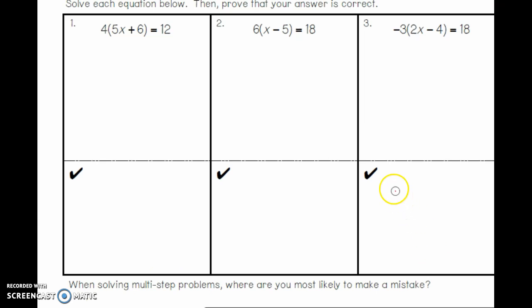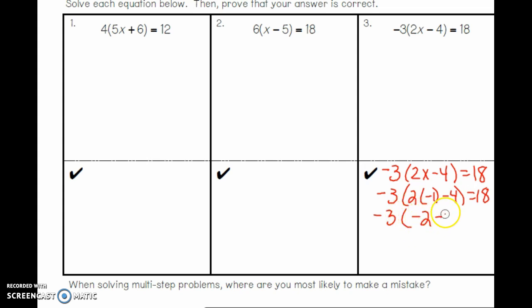Jake had beautiful work. I'm going to do the check. I rewrite the problem as it was before. Don't forget, Jake found out that the solution, we think anyway, is negative 1. So I substitute negative 1 in for x. Negative 3 times negative 2 minus 4 equals 18.